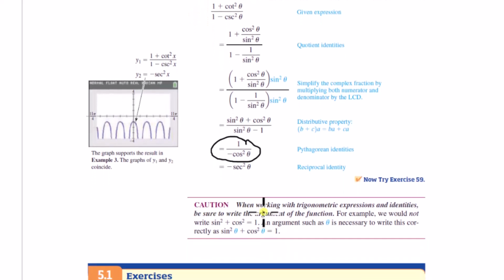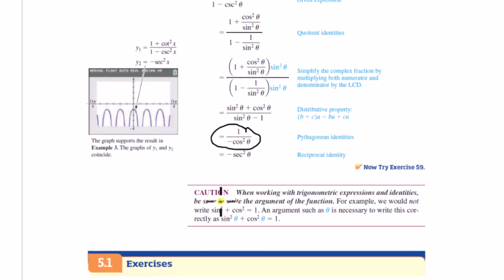Now, caution: when working with trigonometric expressions and identities, be sure to write the argument of the function. For example, we would not write sine squared plus cosine squared is equal to 1. An argument such as theta is necessary to write this correctly. It's easy to say when you're just talking, I've probably done this throughout the video and throughout this whole course. You just say sine plus cosine, or sine squared plus cosine squared, etc.